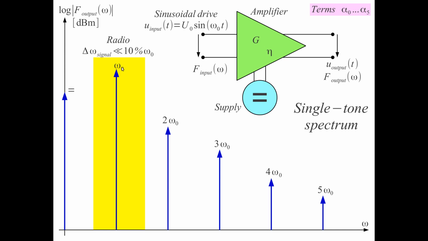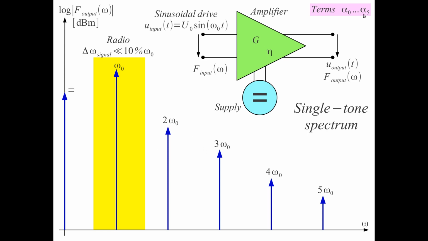The linear term gives us the amplified signal, and besides the amplified signal we have a DC bias of this amplifier, and we have rectification effects here. We get the second harmonic, the third harmonic, the fourth harmonic, the fifth harmonic. With the single tone drive, the single tone spectrum is quite simple. We only have harmonics, exact multiples of the fundamental frequency we are driving the amplifier with.